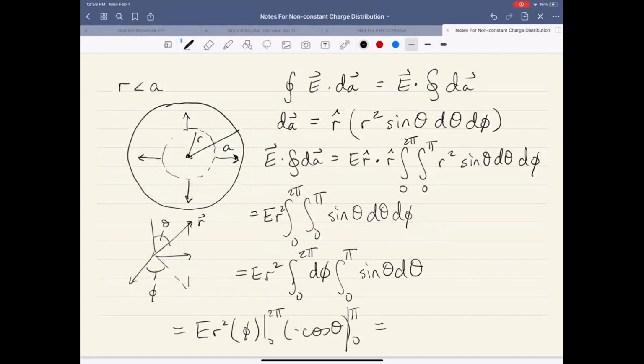So the phi integration there gives you 2 pi because it's 2 pi minus 0. And then you have minus cosine pi minus cosine 0, which gives you 2. So this evaluates to 4 pi E r squared. There you go. All right, now I broke that out for you and did that integration over the angles one time. That's all you get in this lecture. From here on out, for your angular integration, I'm just going to write down 4 pi. Okay, there you go.